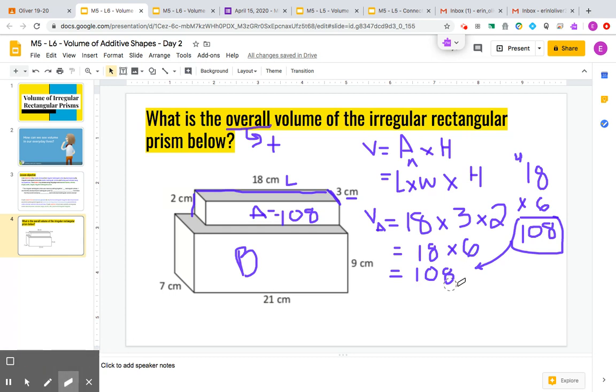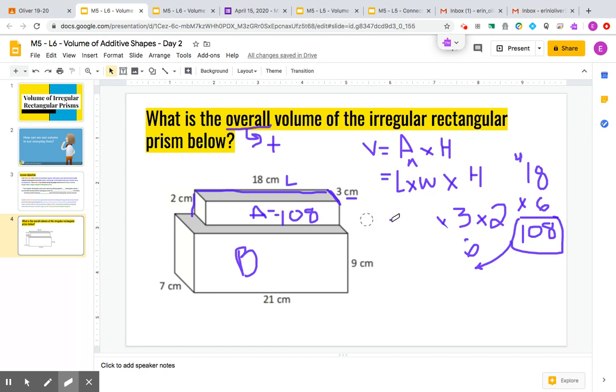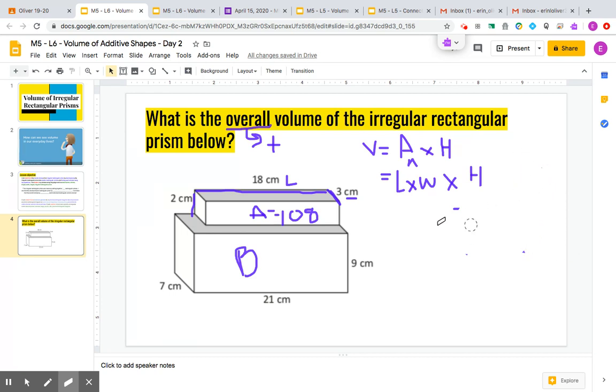Now, I'm going to erase this because I'm going to use the same area to find the volume of rectangular prism B. While I'm erasing this, remind yourself, what would be the length and the width and the height of rectangle B? Okay. Our length would be 21. Our width is going to be 7. And our height is going to be 9.